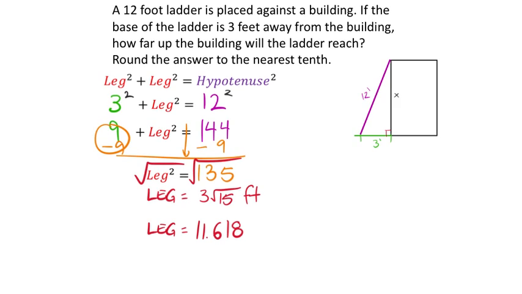So let's see. The tenth is the 6. To the right is a 1. So it will remain a 6. So the final leg here is 11.6 feet. So that building would be, assuming that the ladder goes to the very top, 11.6 feet tall, or that 12-foot ladder is reaching 11.6 feet high. You decide.